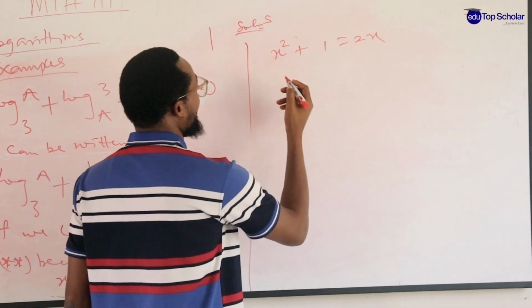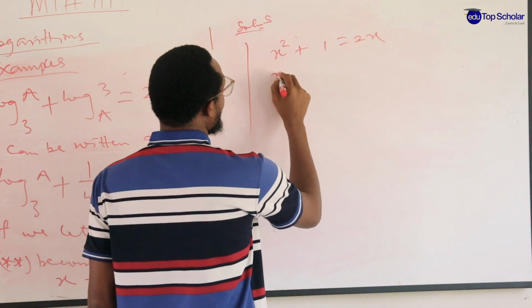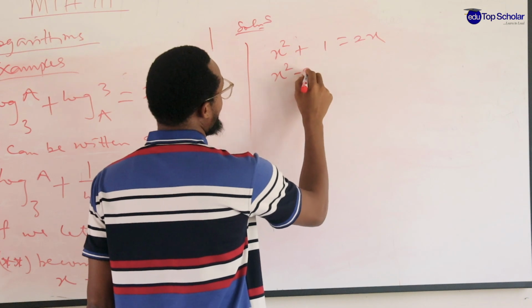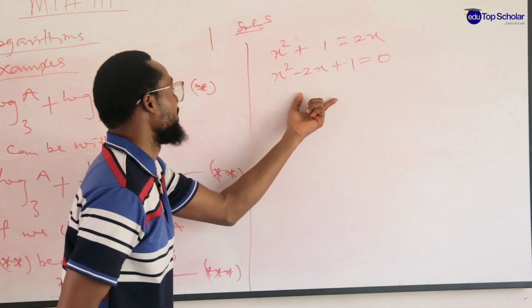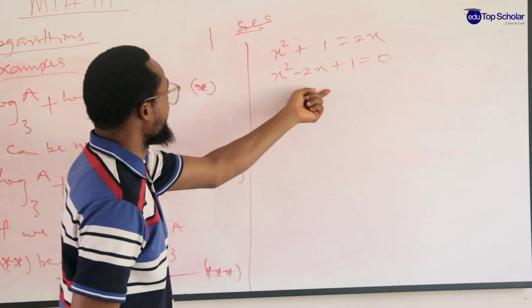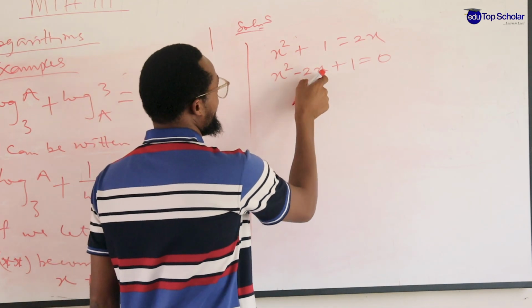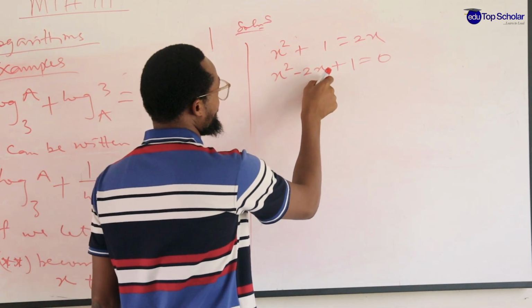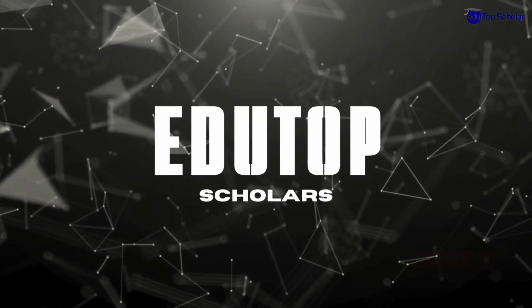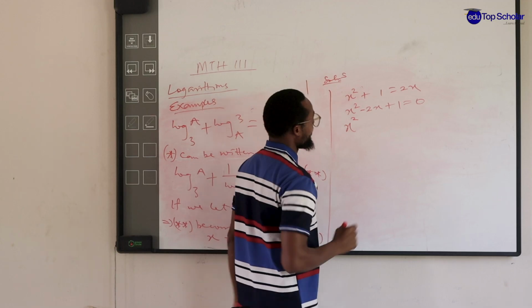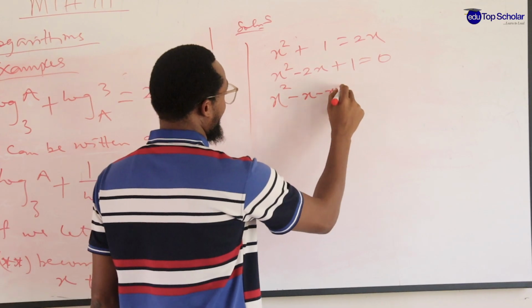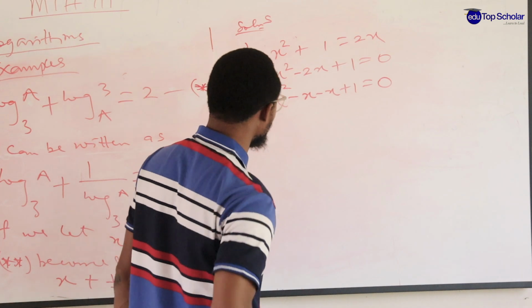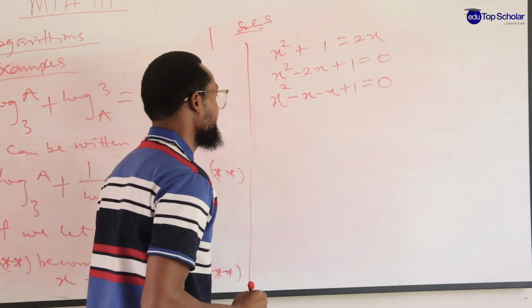And therefore, I can write this equation as x squared minus 2x plus 1 equals to 0. This looks quadratic already. So to solve this quadratic equation, we look for two factors of minus 2 that when we multiply, we have 1. That will be minus 1 and minus 1. So x squared minus x minus x plus 1 is equals to 0. We substitute that for minus 2x.